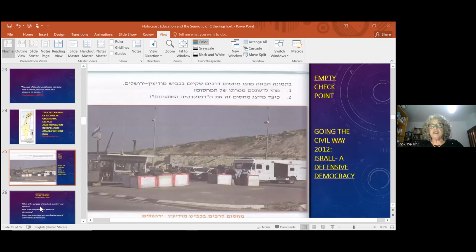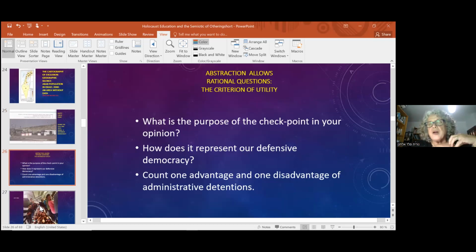This book shows a checkpoint as a means to defend our defensive democracy. But as you see, the checkpoint is empty of the people against whom it was erected. They are abstracted completely. Because they are abstracted, it allows the book to ask rational questions. What is the purpose of the checkpoint? How does it represent our defensive democracy? What is the advantage, the disadvantage of administrative detention?